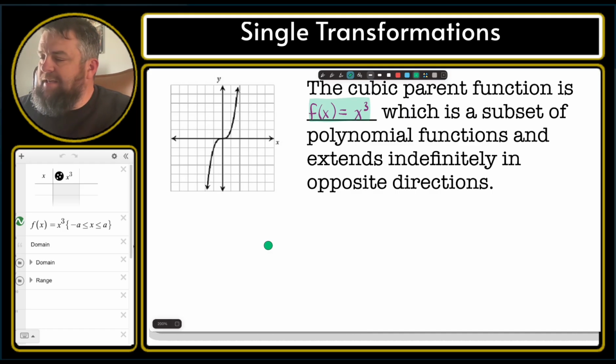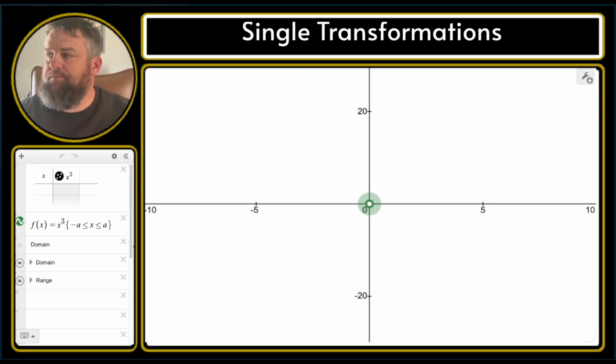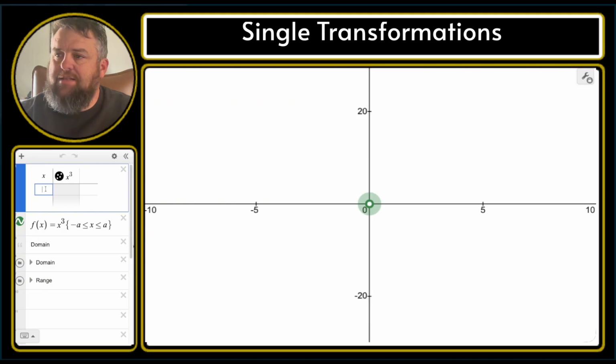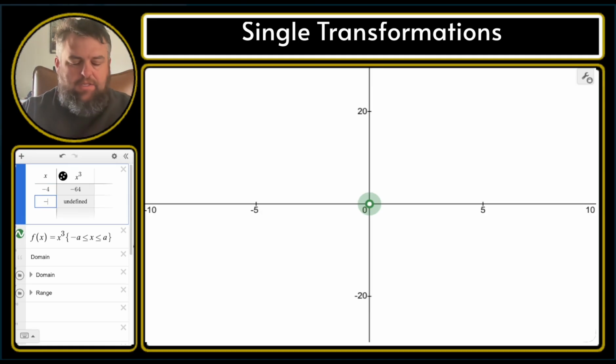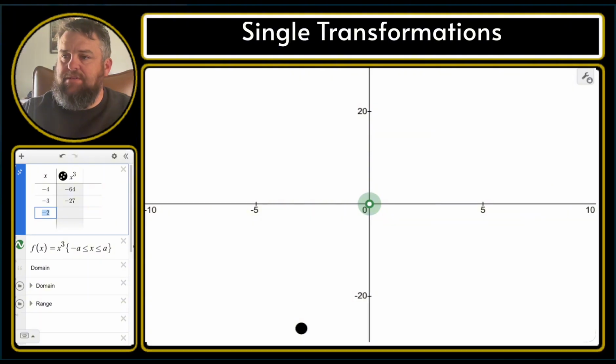All right, so let's take a look at the cubic function in Desmos. Okay, so in Desmos, we have the table set up. We have the x column, and then we have the x cubed column. As I plug in, let's start with some negative values here. So let's go with negative 4. All right, so we get negative 64. So negative 4 cubed is negative 64. Then negative 3 cubed is negative 27.